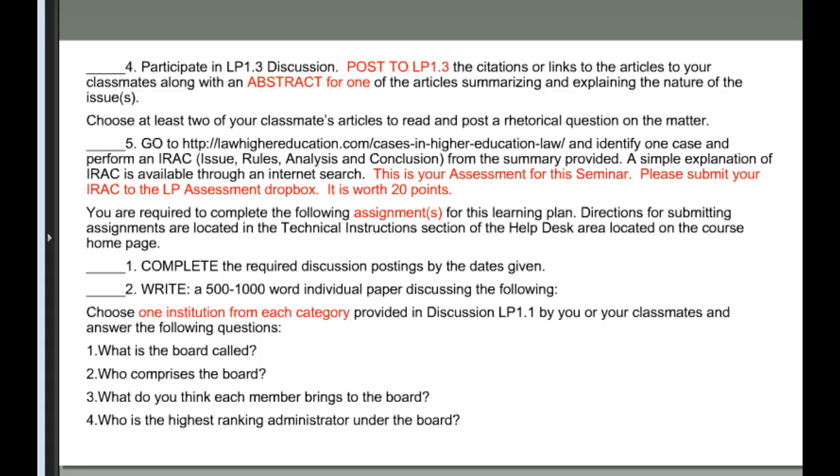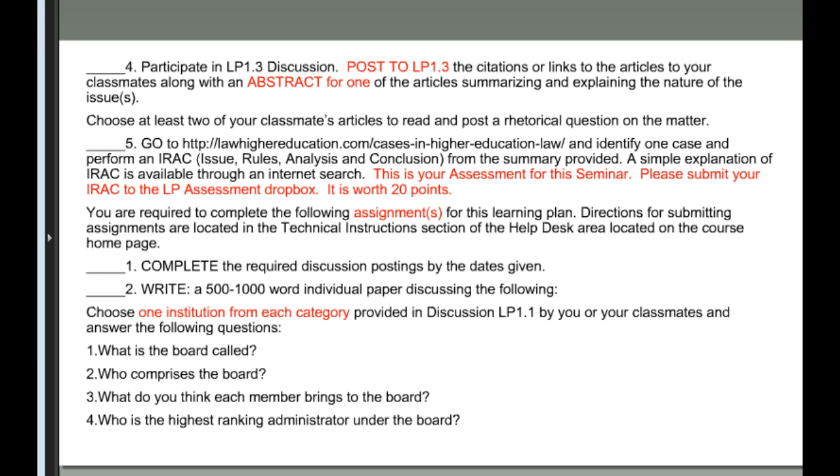one is to choose one institution from each category. So before you chose 5 institutions. You have a list of 5. And you don't have to choose one of yours. You can choose one of your classmates. But for one institution from each category, meaning one public, one private nonprofit, one for-profit. Okay?